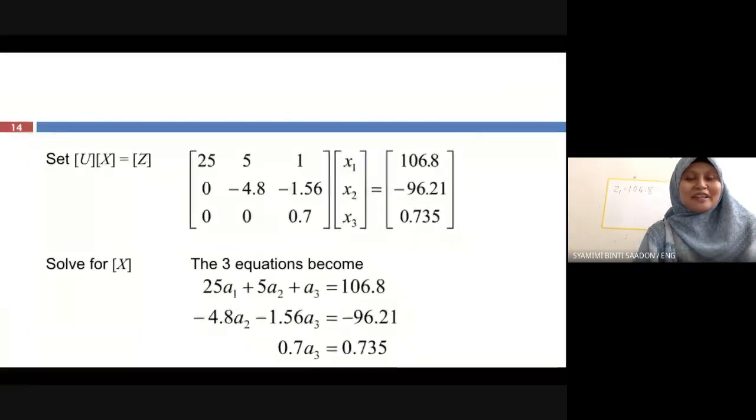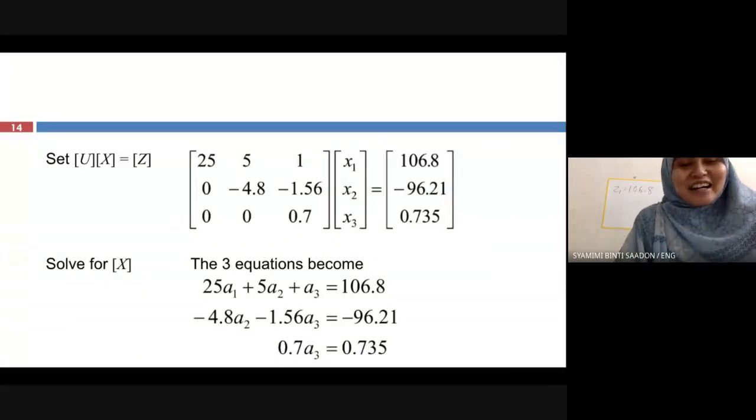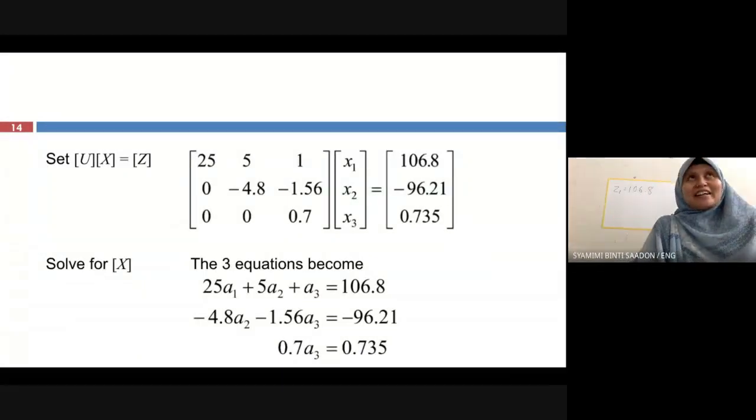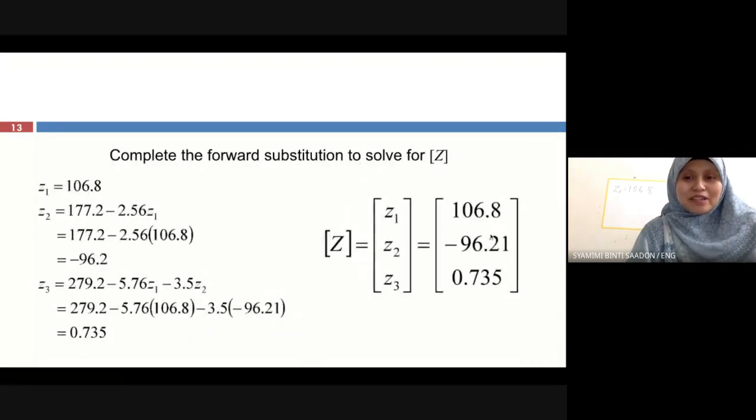Okay, set. Next step. The third and final step is to get the X, the unknowns that we are searching for. This is the upper triangular matrix of A from just now, so we have 25, 5, 1, etc. This is the matrix X that we have to search for, and it will be equal to Z, the one that we solved previously.